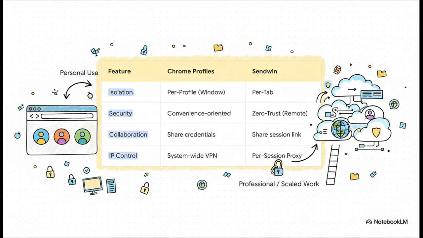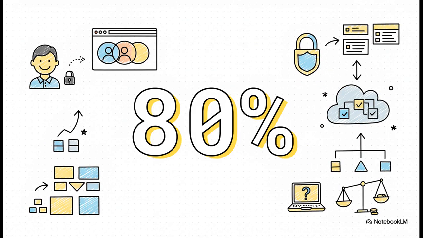But for so many people, the real game changer is collaboration. You go from insecurely sharing passwords to sharing a secure temporary link to a live session. That changes the entire game. And you know, the benefits aren't just about security. They are about raw speed.